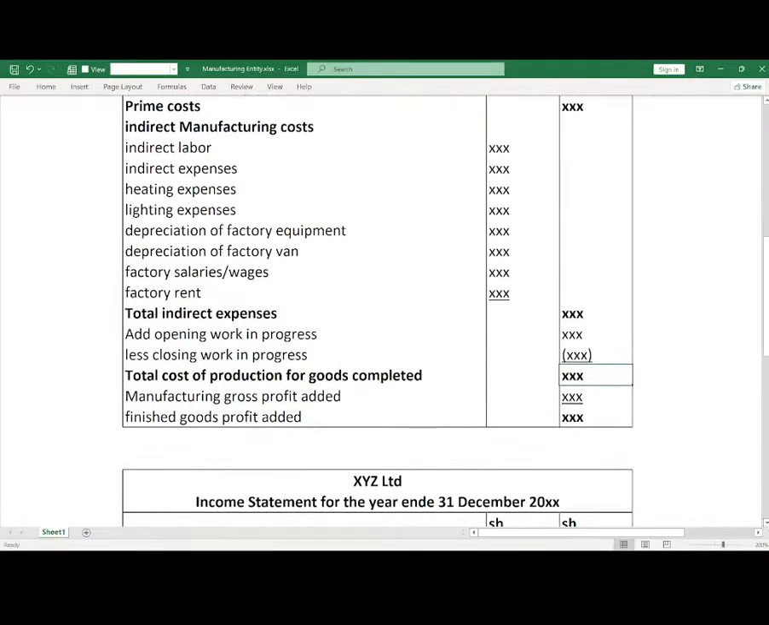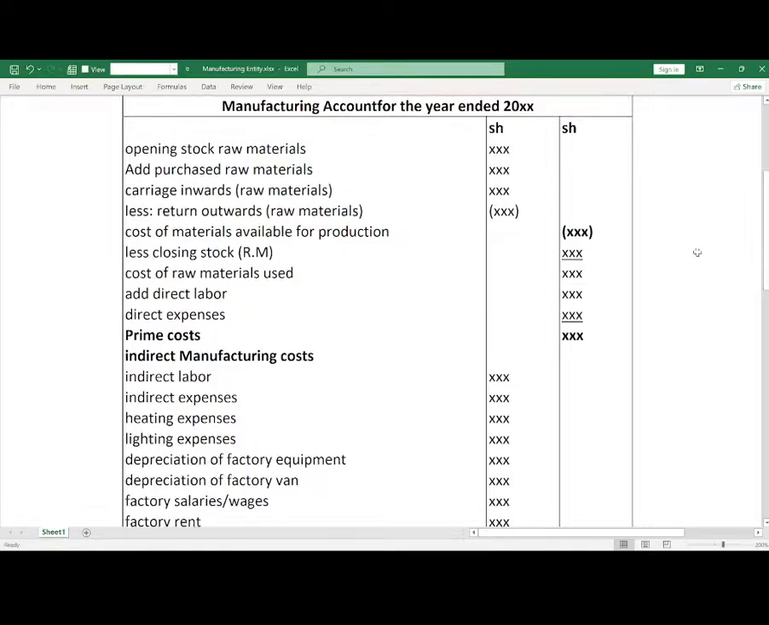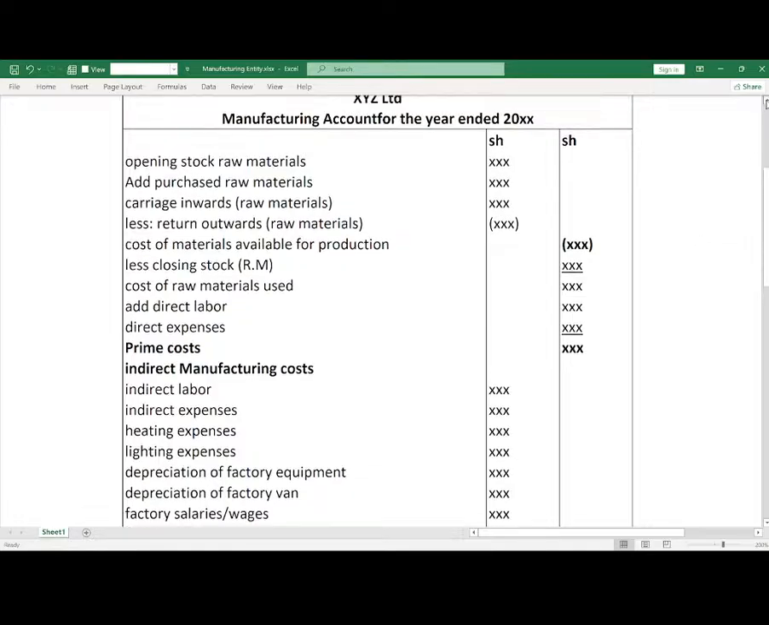Then from our total cost of production, we are going to get the manufacturing gross profit. We add the manufacturing gross profit if we have, and then we get the finished goods profit added. So that is the final amount that we are going to get. So this is a scenario of preparing our manufacturing account. I can give you some minutes.